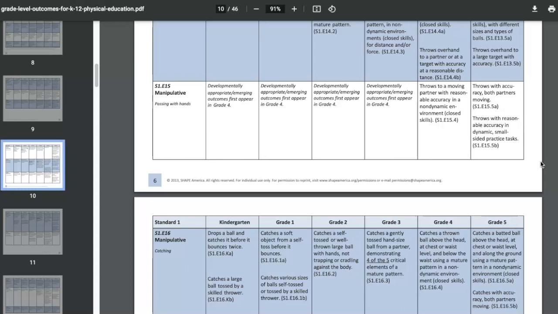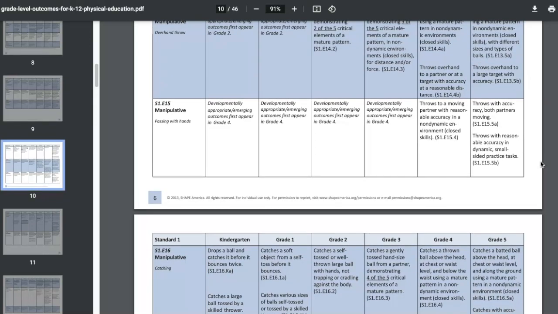Then we will regroup them by putting them in heterogeneous groups and form 4 lines with a few feet between each student. So they'll be spread out across the gym, and they'll practice throwing overhand in a more controlled situation.